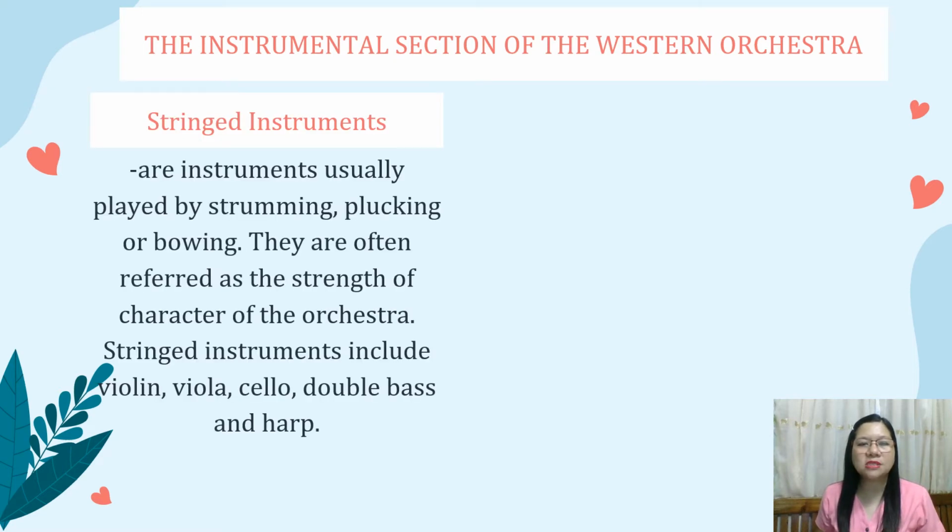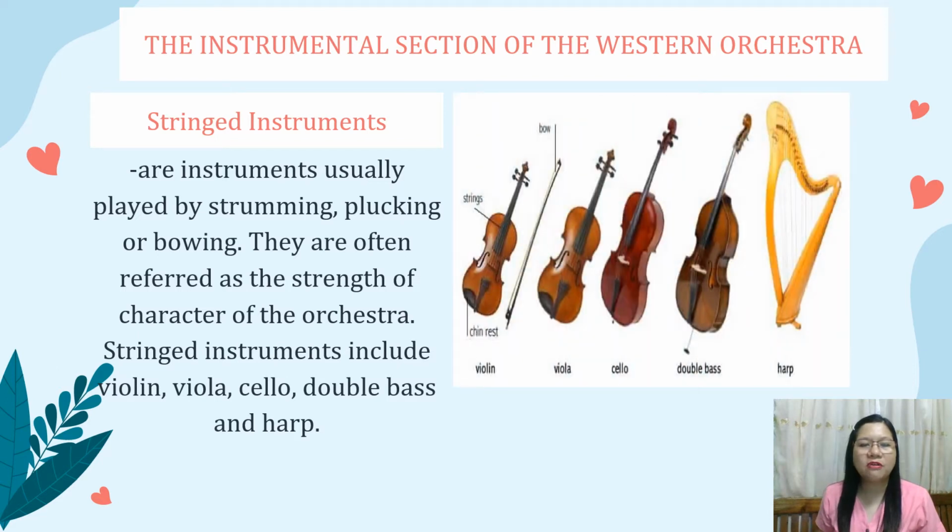String instruments are instruments usually played by strumming, plucking, or bowing. They are often referred to as the strength of character of the orchestra. String instruments include violin, viola, cello, double bass, and harp.